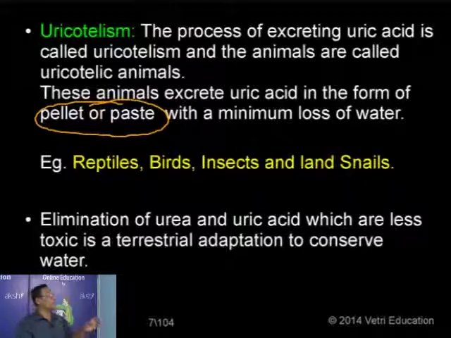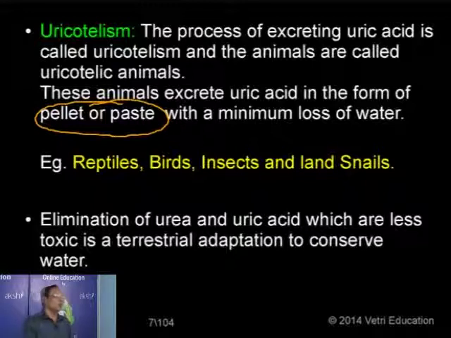This kind of waste product elimination is seen particularly in birds and reptiles. Those animals lay eggs. The animals which lay cleidoic eggs, that is, shelled eggs, as you know, excrete uric acid. So among vertebrates, only the reptiles and birds excrete uric acid.